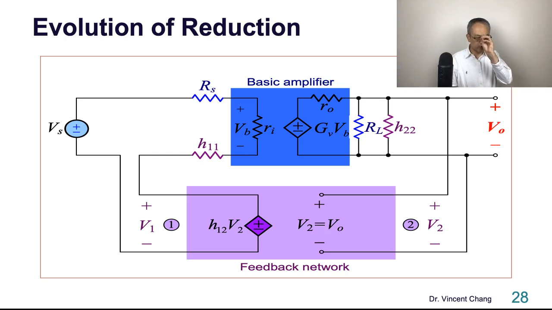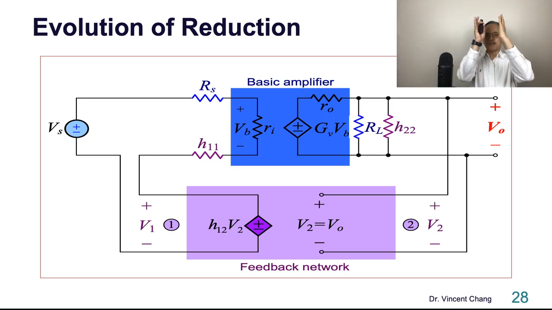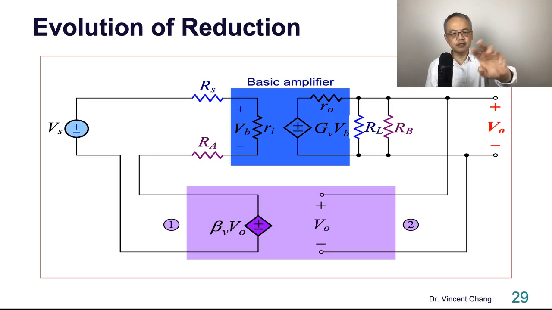Here's the truth: for Series-Shunt, you're going to use the H parameter. For Shunt-Shunt, you're going to use the Y parameter, the Z parameter, so different parameters. It's too complicated. So for the input resistance, let's use RA. For the output resistance, let's change the symbol and use RB.